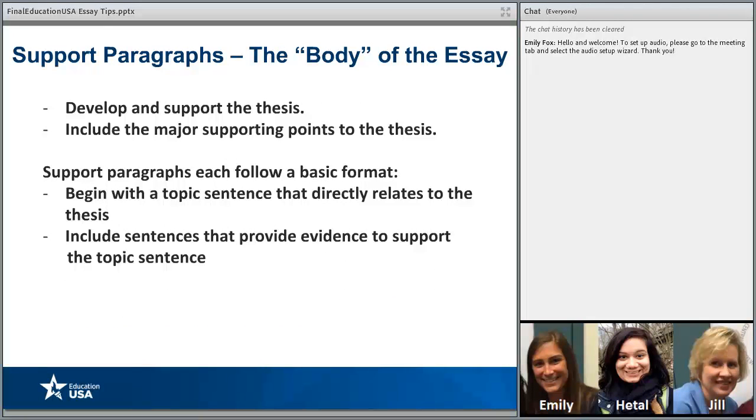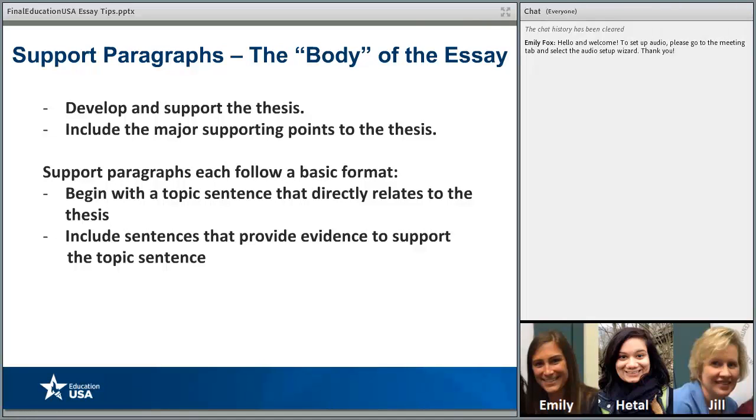So maybe for an essay with that thesis statement, I have 3 body paragraphs. And each of those body paragraphs, just like that introduction, has a very specific formula that we use, right, where we kind of grab the reader's attention, give background on the topic, provide the thesis statement. A supporting paragraph also follows a really basic format.